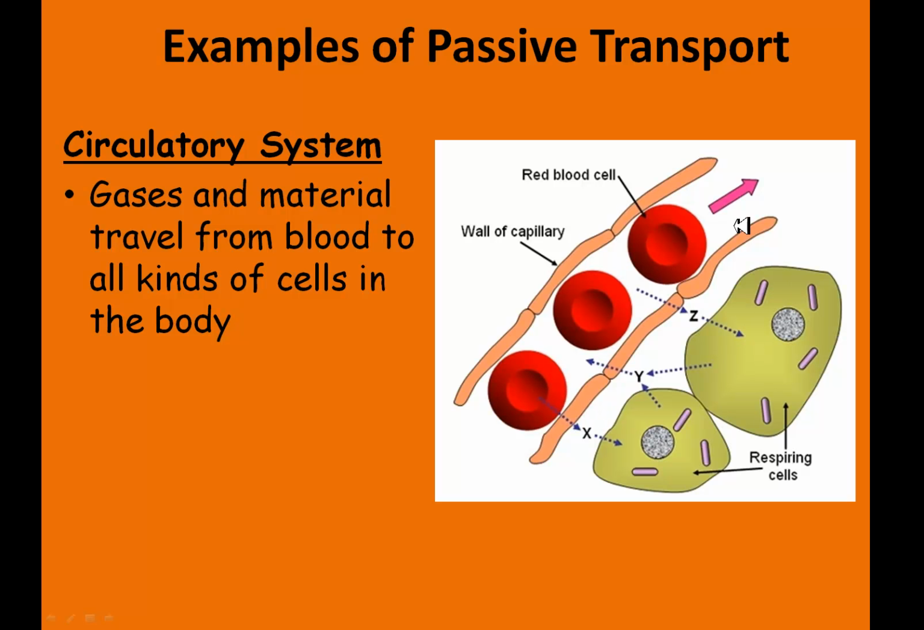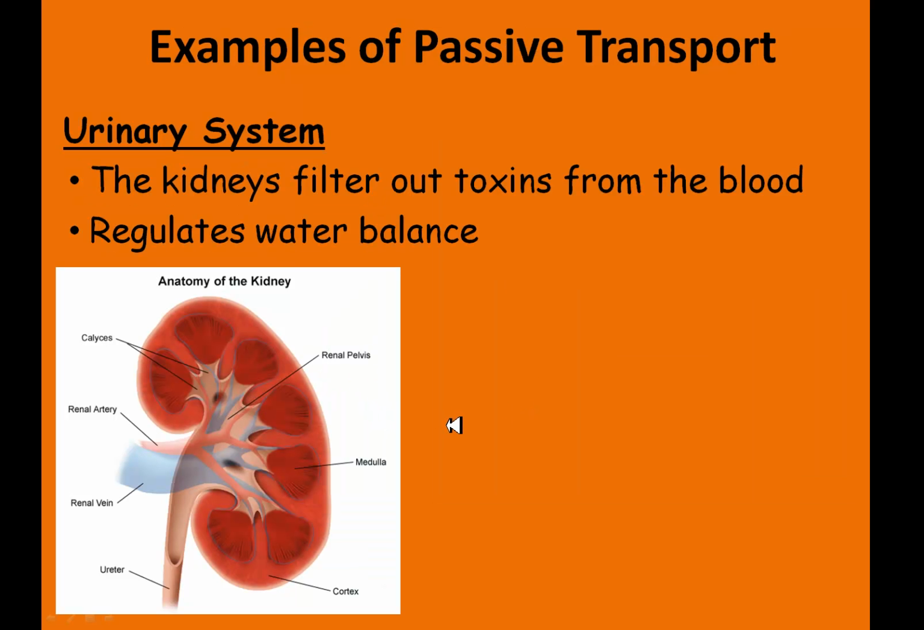Moving out to it, and urea would be moving back into the blood so it can go to the kidneys. And another example of passive transport: kidneys filter out toxins from the blood. It regulates the water balance.